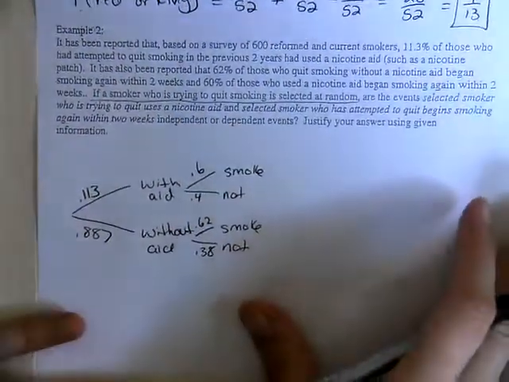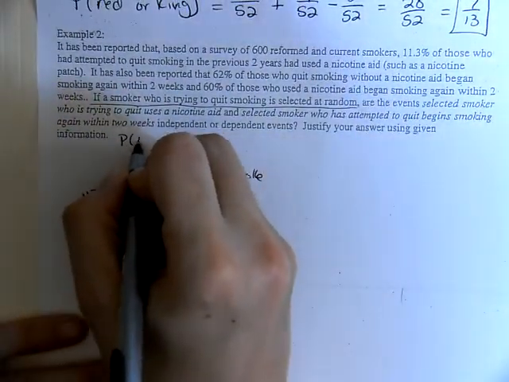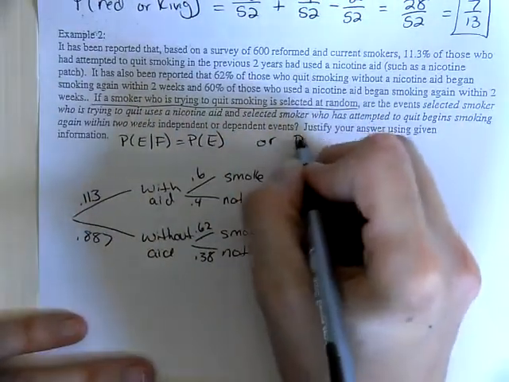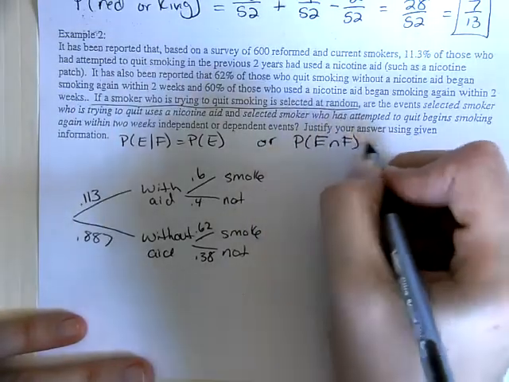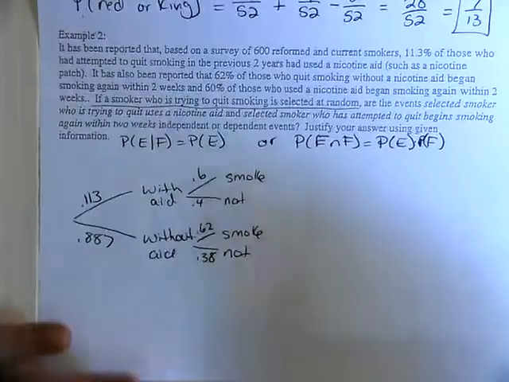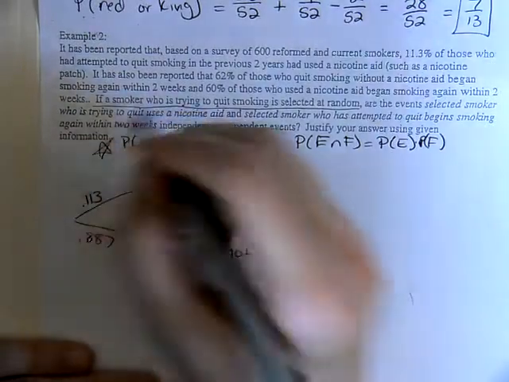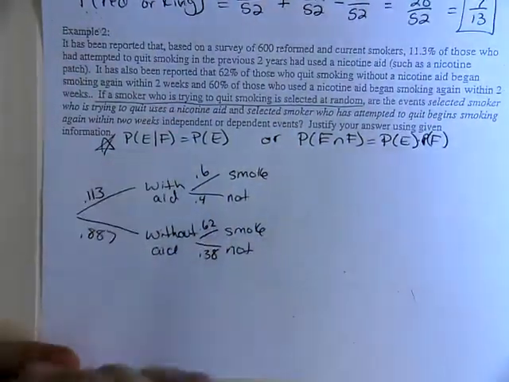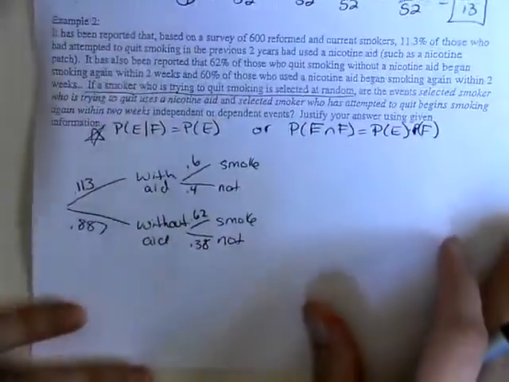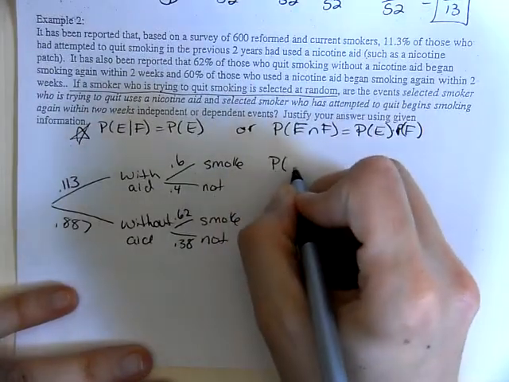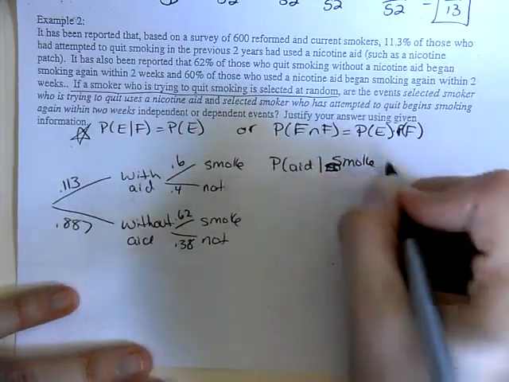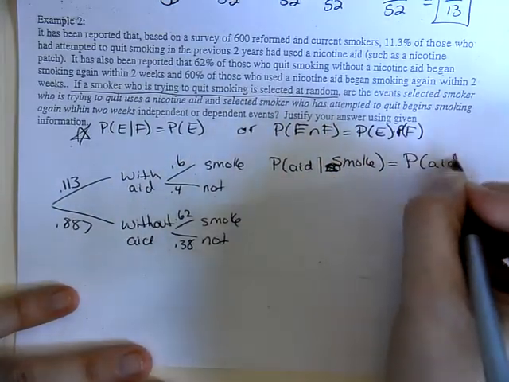So we're trying to determine independence. Again, our two independence rules: the probability of E given F should equal the probability of E, or the probability of E and F should equal E times F. I'm going to use this one because, first of all, we have a tree diagram, so it's easier to do a conditional, and this is the one that AP readers prefer. So the probability that they used an aid, given that they smoked again within 2 weeks, should equal the probability that they used an aid in general.